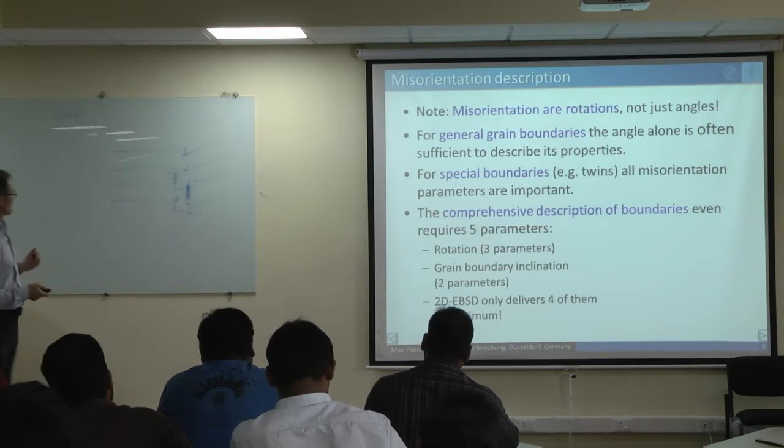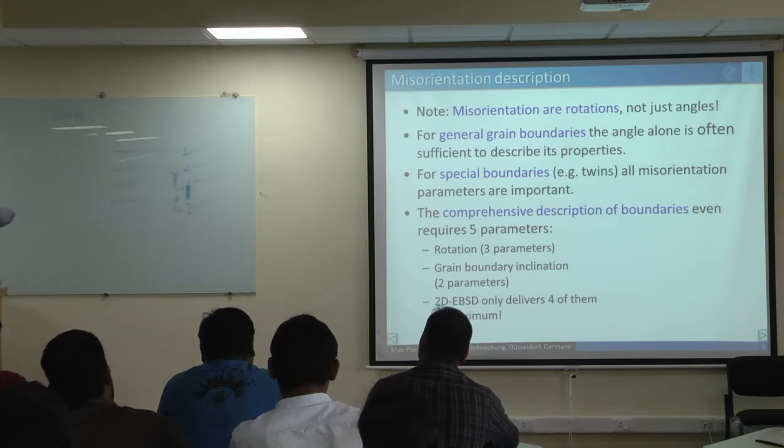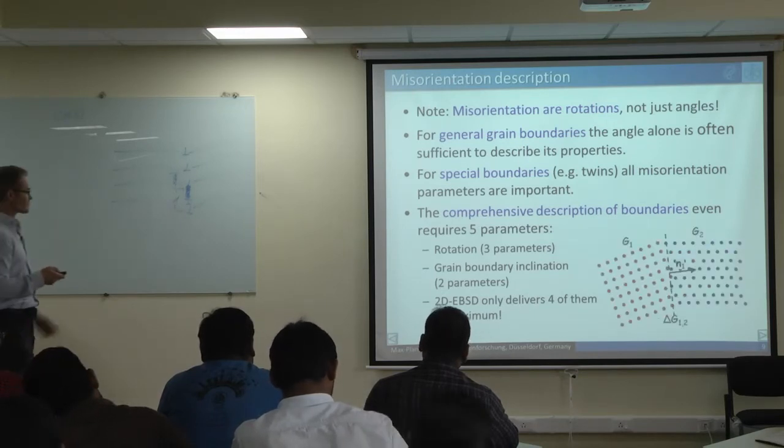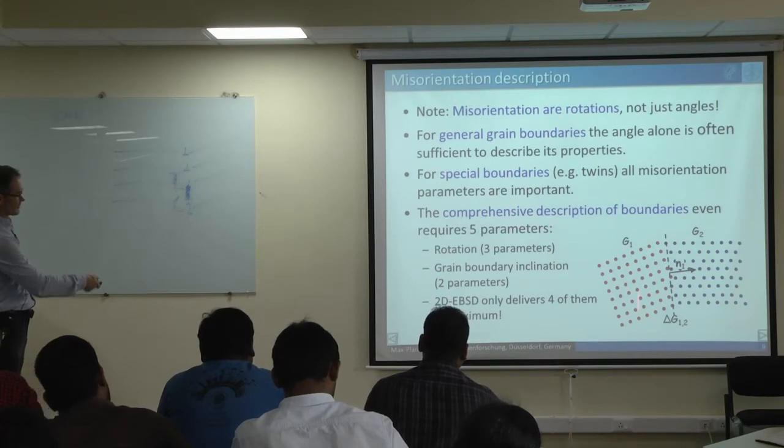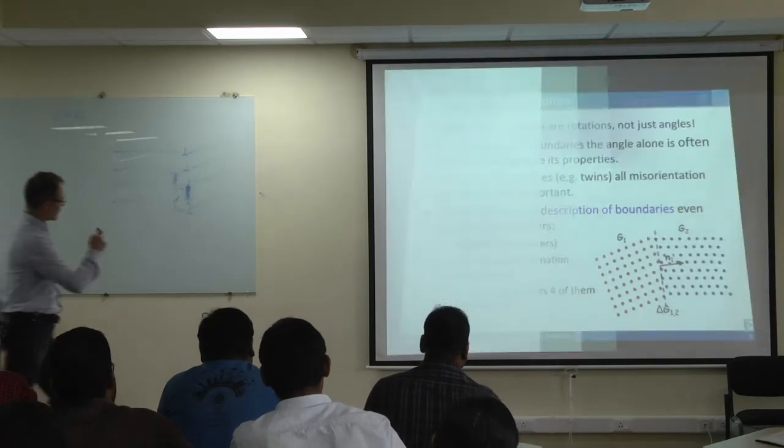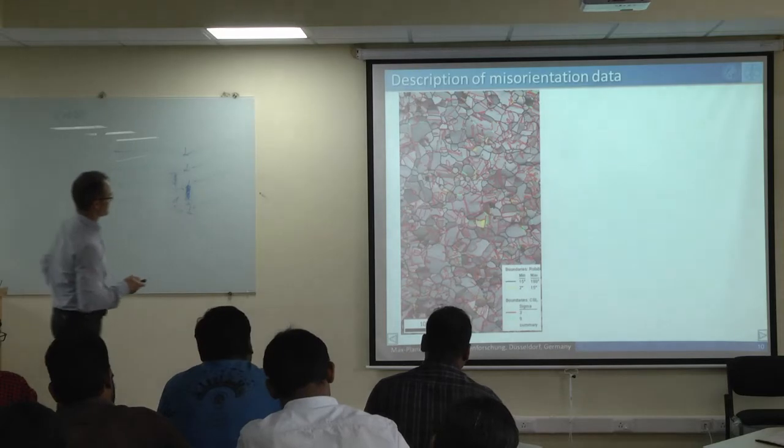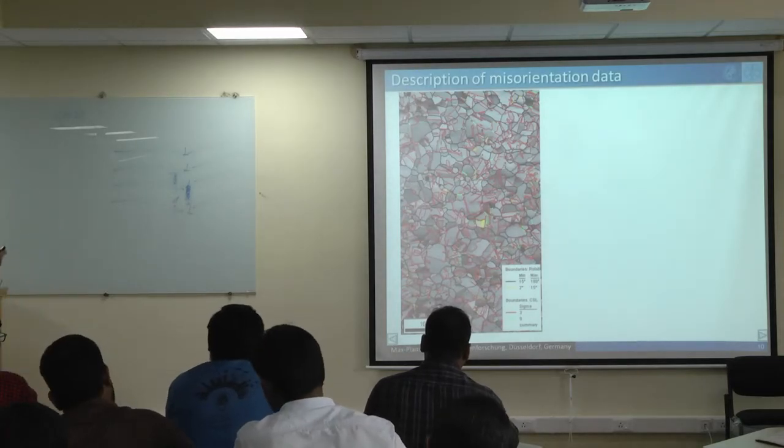And what's the fourth parameter? The fourth parameter is the trace of the boundary on the surface. This is not directly misorientation, but misorientation is often related to boundaries. So it's this line here on the surface of a material. But okay, I don't want to talk about that in big detail. Do I want to talk about that?